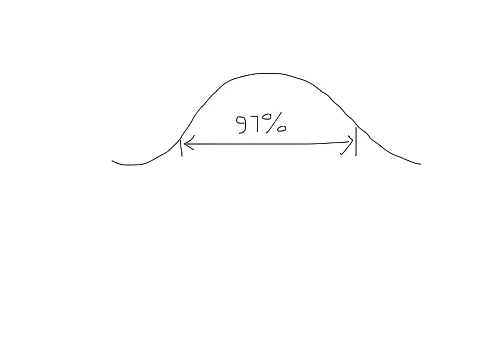So you've got to identify that you've got 97%, which means you've got 1 minus 0.97, or 3%, 0.03, that once again needs to be split up evenly between the two tails. So when you divide that by 2, you find that there must be 0.015 in each of these tails.